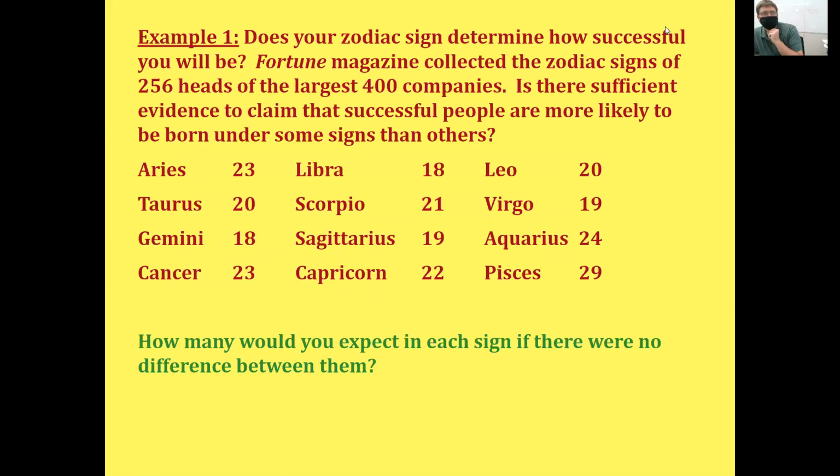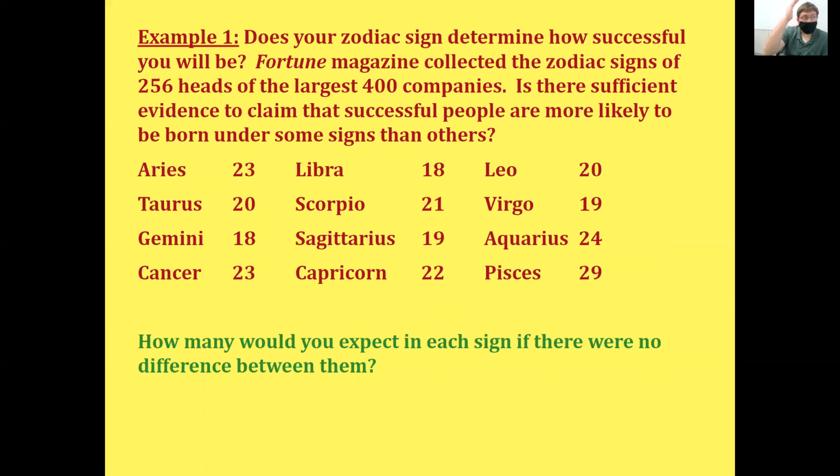So it's an interesting topic. Does your zodiac sign determine how successful you will be? Fortune magazine collected the zodiac signs of 256 heads of the largest 400 companies. Is there sufficient evidence to claim that successful people are more likely to be born under some signs than others? So here's 256 randomly collected ones. Skylar's convinced that people who are Pisces are going to be the billionaires. Maybe he's also convinced that the poor Gemini and Libras are doomed to a life of middle management. I don't know, that's what he's convinced of. So what we're going to do is test this. Is there enough difference here from what we would expect to say that this is true? Or is it just numbers and it just happened to be that way because it was random?